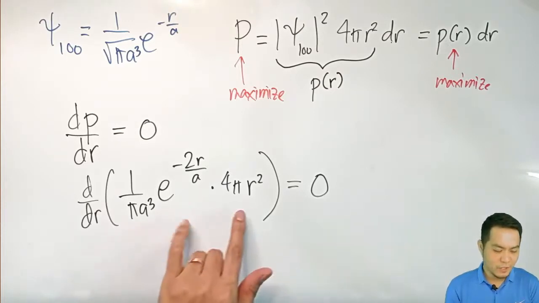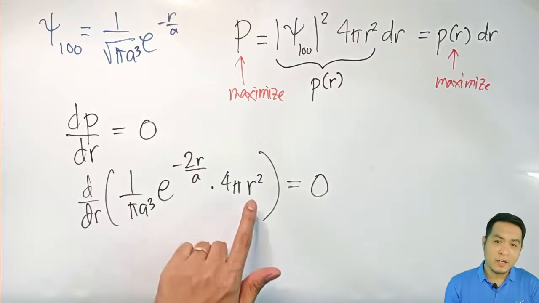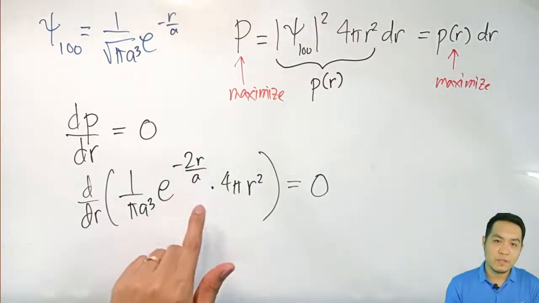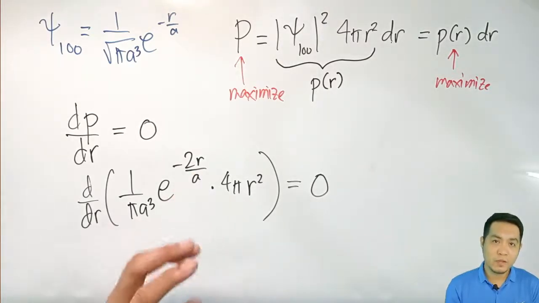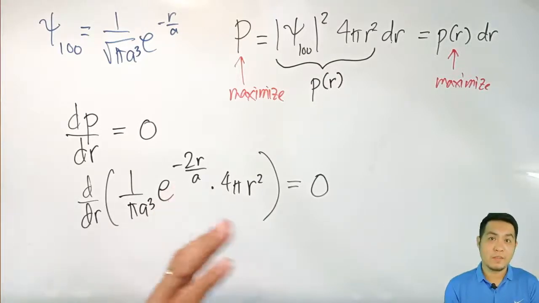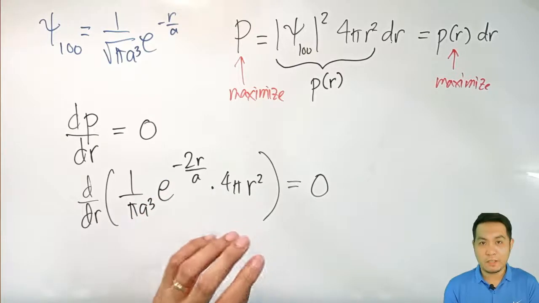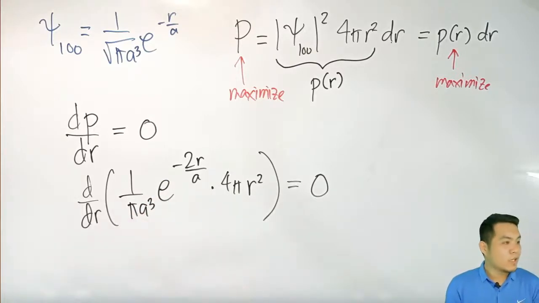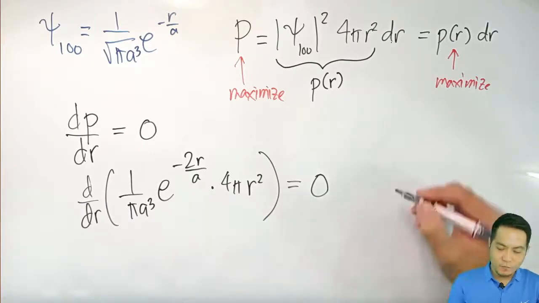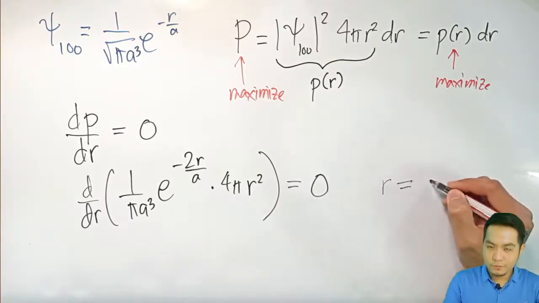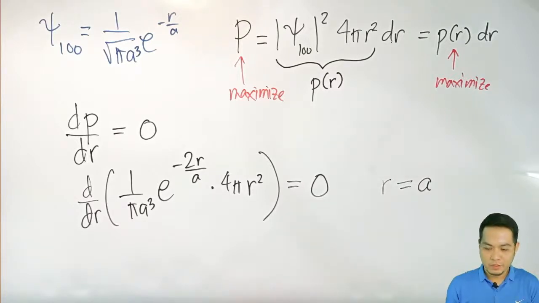This is a derivative of a product, r squared and e to the negative 2r over a. So the derivative of a product, f times g, is f g prime plus g f prime, or f times the derivative of g plus g times the derivative of f. You do that, you equate the result to 0, and you will find that r is equal to a, the Bohr radius.